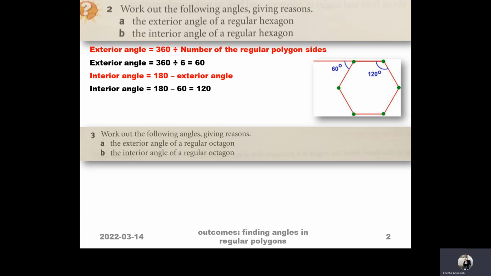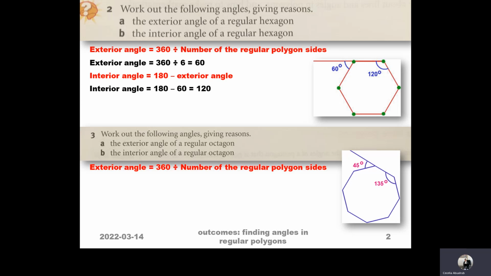How many sides in an octagon? There are 8 sides in an octagon. So N is equal to 8. And since it's a regular octagon, we can use 2 rules. E is equal to 360 over N, where N stands for the number of sides, and I, which is the interior angle, is equal to 180 minus the exterior angle.